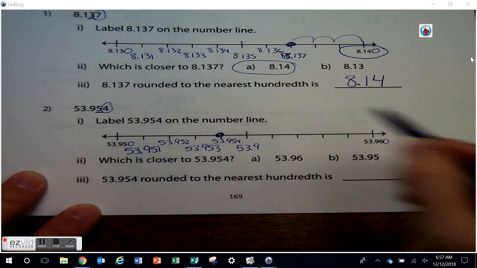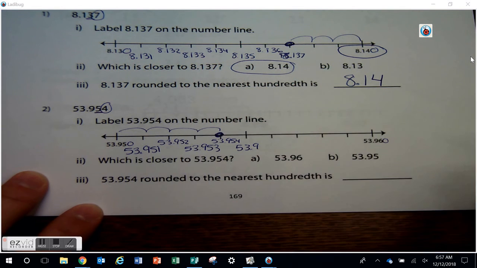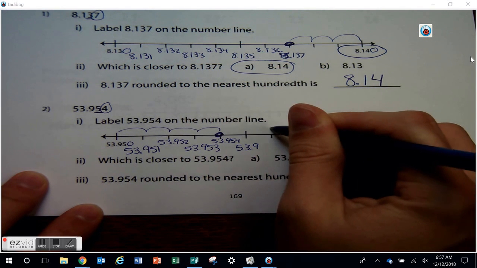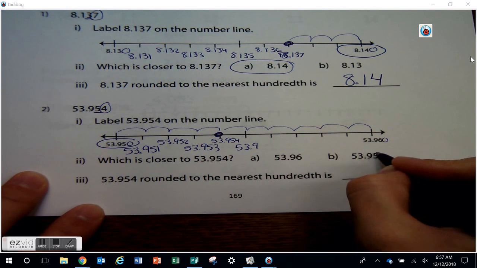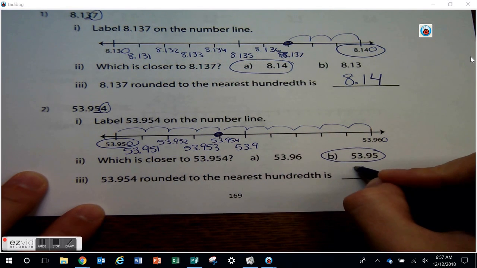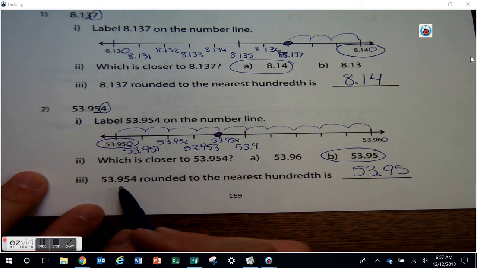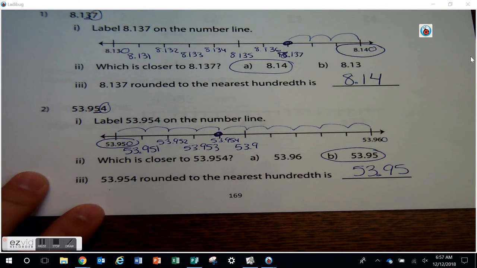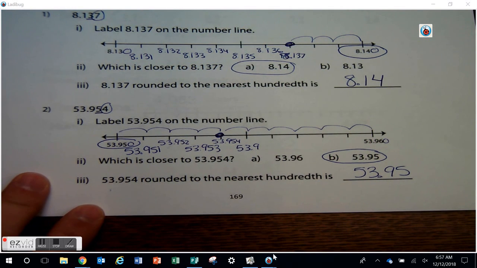So we're right here. I see I'm 1, 2, 3, 4 away. Here I'm 1, 2, 3, 4, 5, 6 away. So I'm going to round to 53 and 95 hundredths. 53 and 95 hundredths is what 53 and 954 thousandths would round to if I'm rounding to the nearest hundredths place. Remember, we're looking at rounding, and rounding means we round to a number that's close to it using the given place value that they give us.